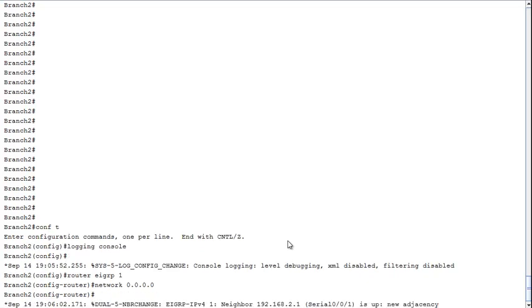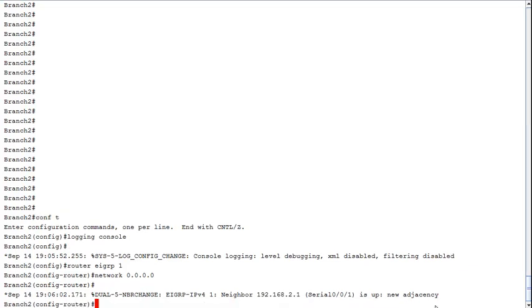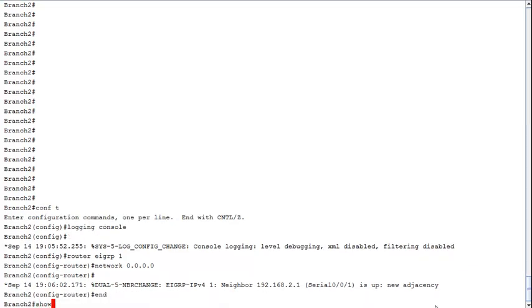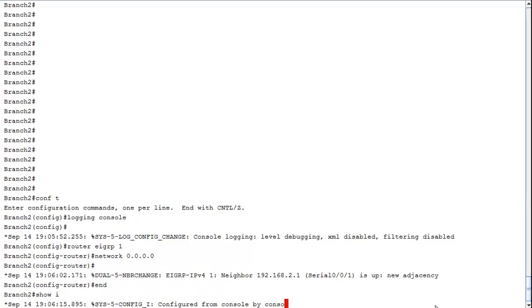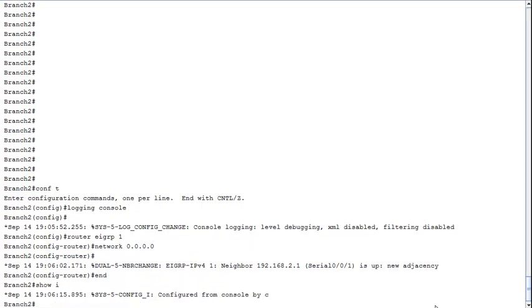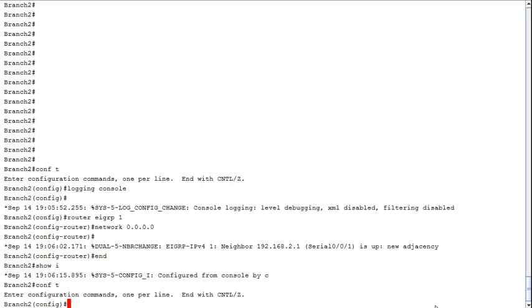All right, now he's formed an adjacency also. So branch has formed its neighbor adjacency with HQ, and HQ has formed it with branch 1, so we should be good. Let's do a show IP. Let's get rid of the logging console first again, because I don't want to see that right now. No logging console. That's just so that I don't end up with stuff like this while we're doing configurations together.